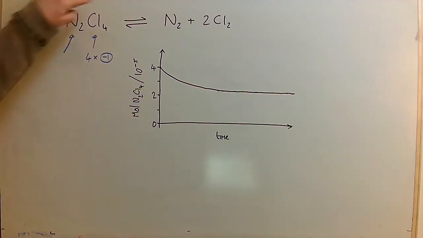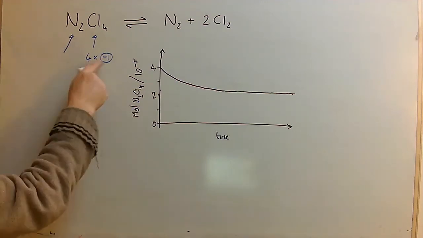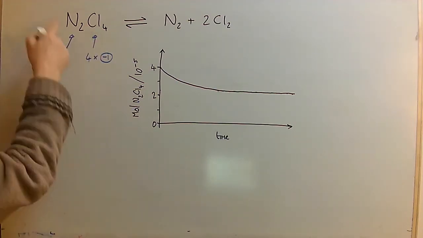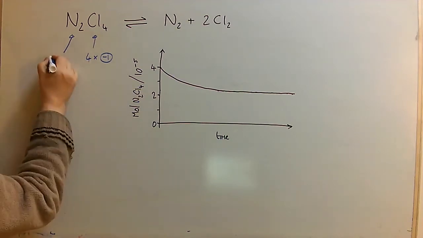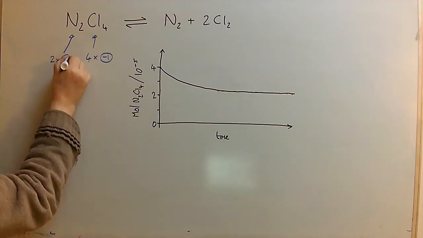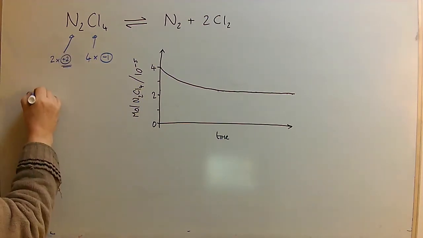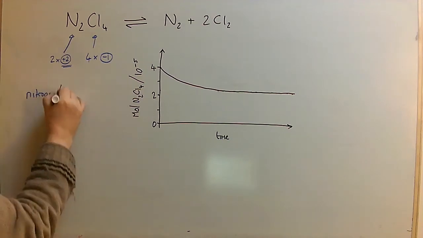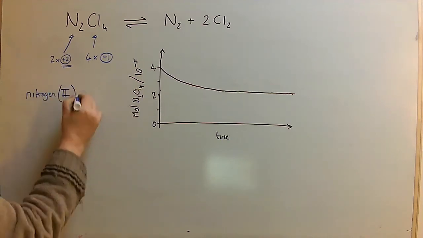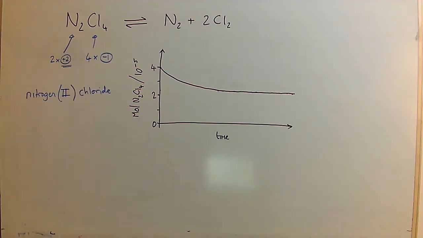And overall, the oxidation states must add up to 0 because it's a neutral compound. So if we've got -4 from the 4 chlorines, the nitrogens must add up to +4, but there are 2 of them, so it's 2 times +2. And that's what gives us our name. So the name of the compound is nitrogen(II) chloride. Okay, so that was the first bit.